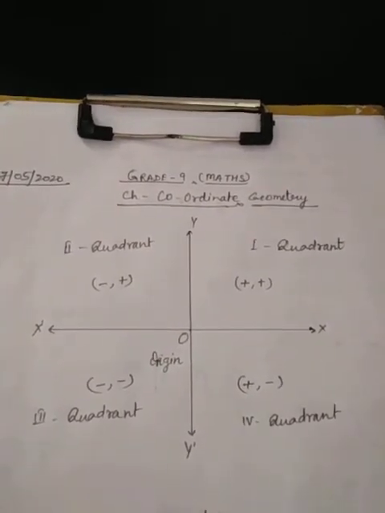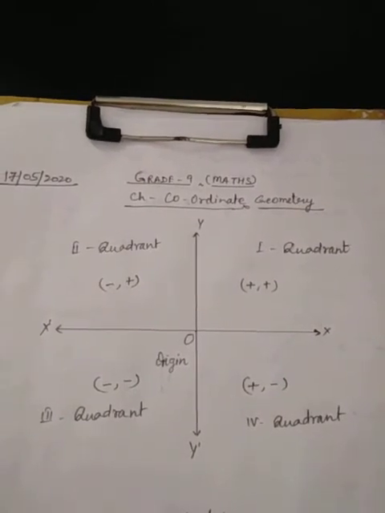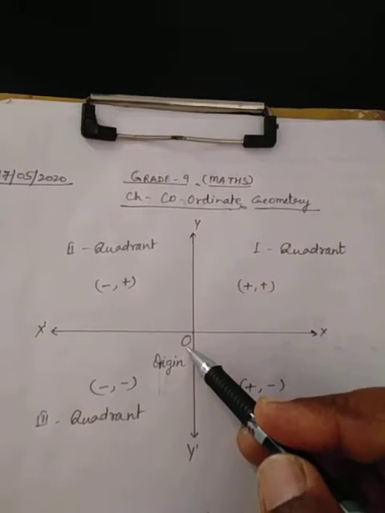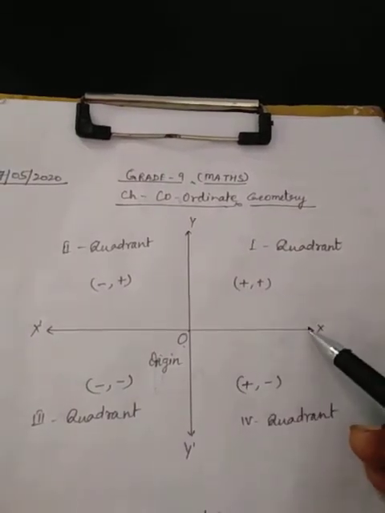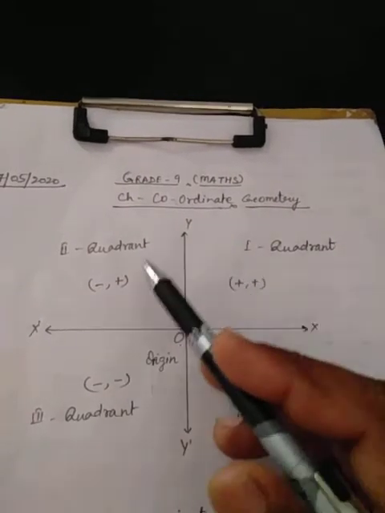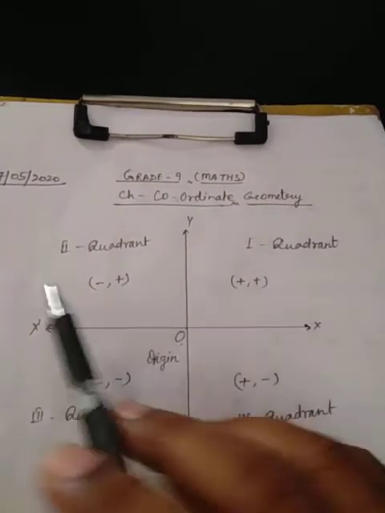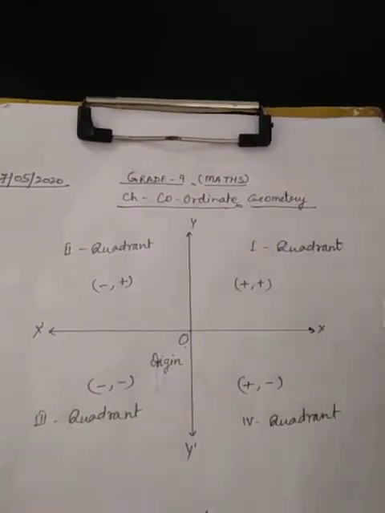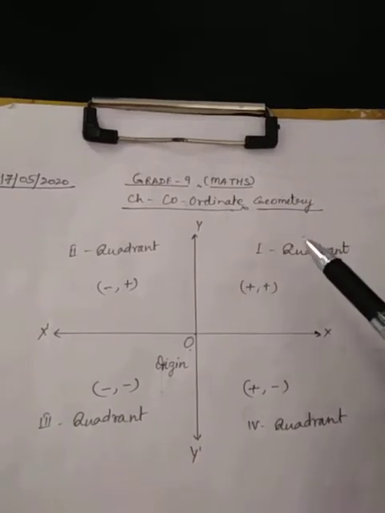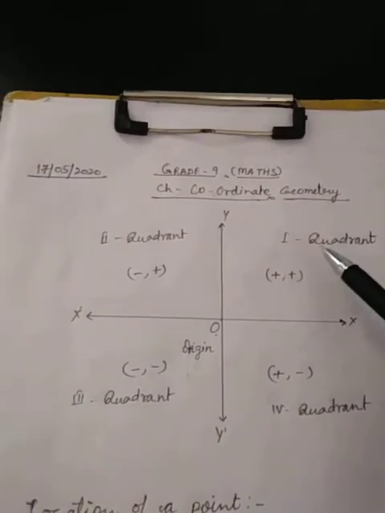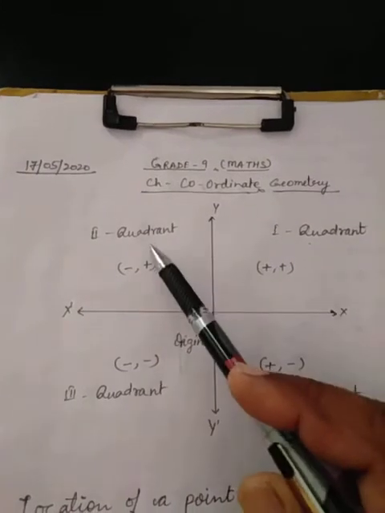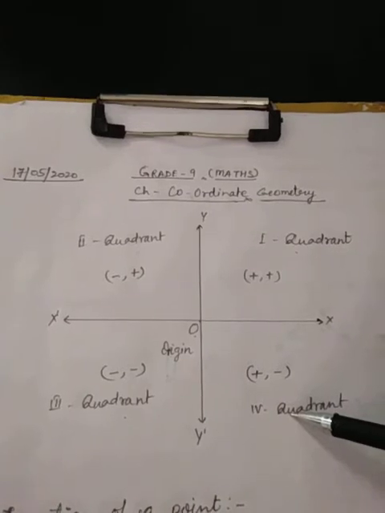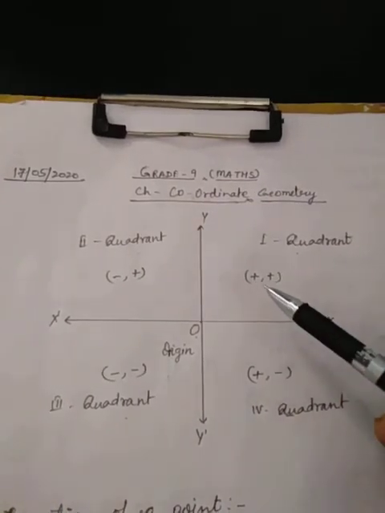Since both the axes are perpendicular to each other, they intersect at a point, and this point of intersection is known as the origin. These two axes, x and y, both intersect at this point and divide the entire paper or whiteboard or surface into four parts, and each part is known as a quadrant. This is the first quadrant, this is the second quadrant, this is the third quadrant, this is the fourth quadrant. I have already given the explanation about this. Again, I will try to recall.